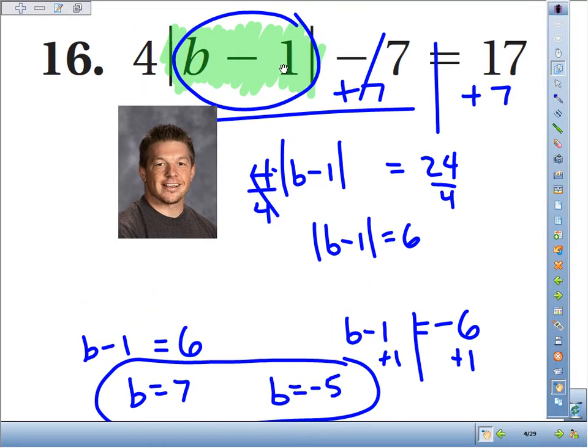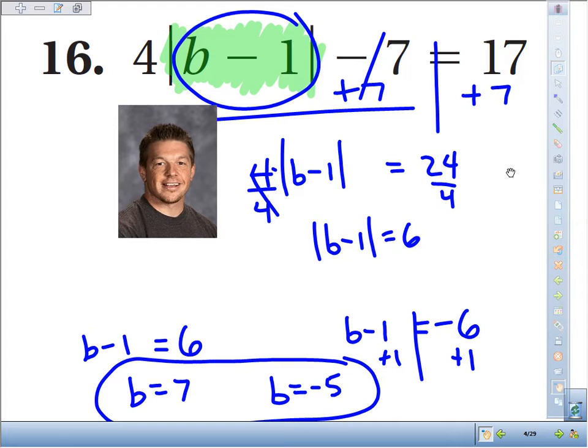7 minus 1, that's 6. 4 times 6 is 24. 24 minus 7 is 17. Or you could check negative 5. Negative 5 minus 1 is negative 6. Absolute value of negative 6 is positive 6. 4 times 6 is 24. Minus the 7 does give you 17.